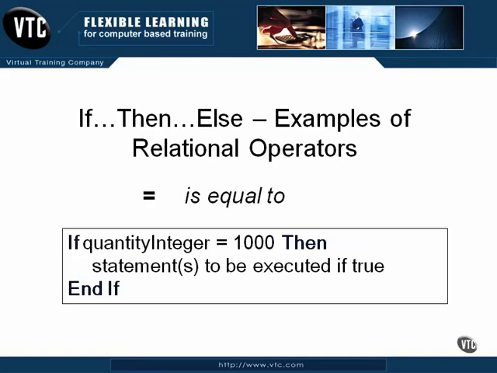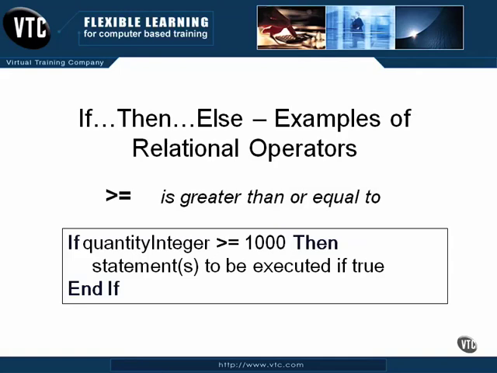In this example, we're evaluating the quantity integer variable to be exactly 1000. So the statements would only be executed if the quantity integer is exactly 1000. If the quantity integer variable is either less than or greater than, then the statements would not be executed. Notice in these examples there is not an else statement, which there could be. But what we're focusing on here is simply the relational operators themselves.